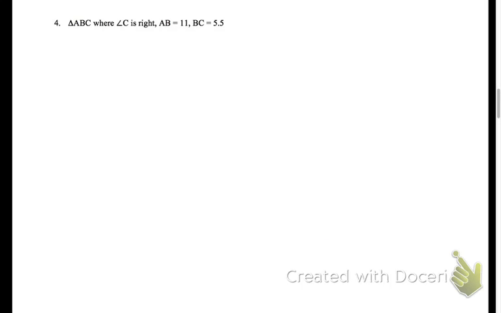Okay, let's start out number 4 like we did before, where we're drawing our own right triangle. Triangle ABC, C is the right angle. So here's triangle ABC.